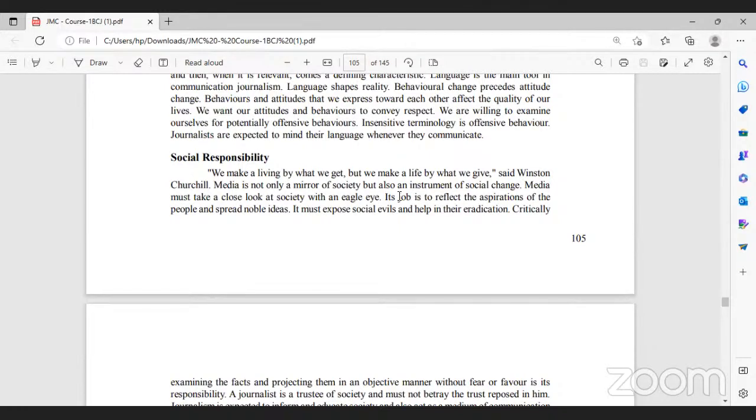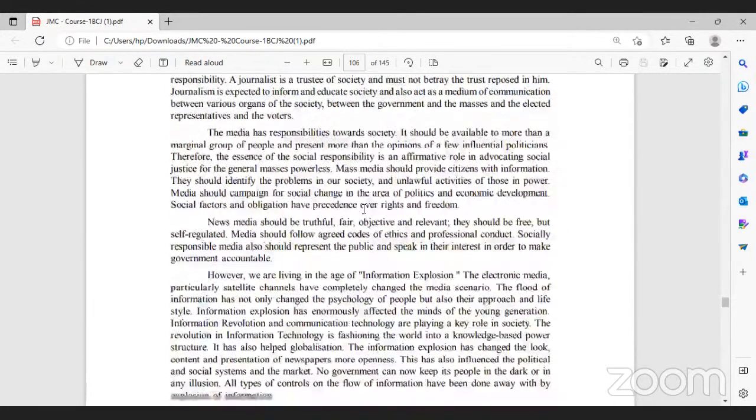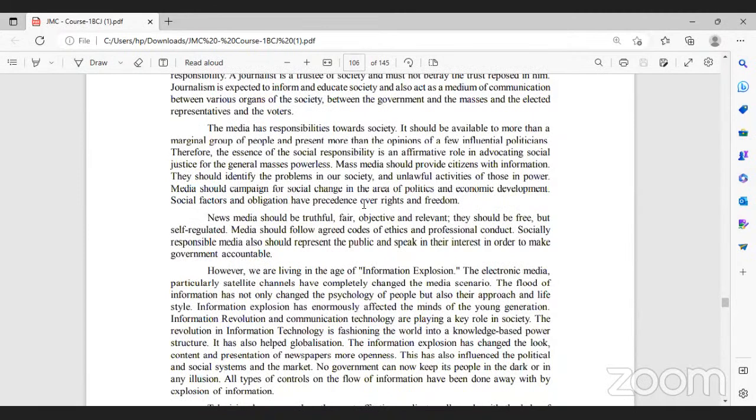So when we are talking about social responsibility, it should be related to and a catalyst of social change. We see that in the past we had radio rural forums, we had the KEDA project, SITE project, where the media was being used.